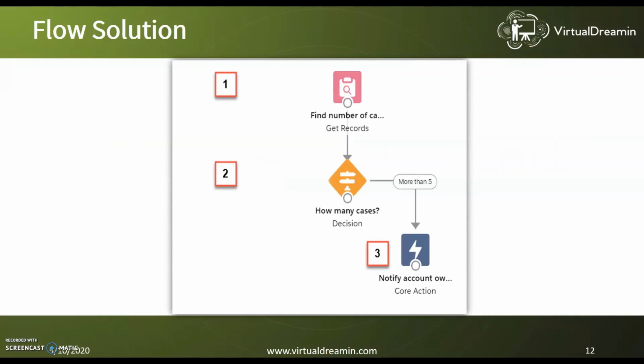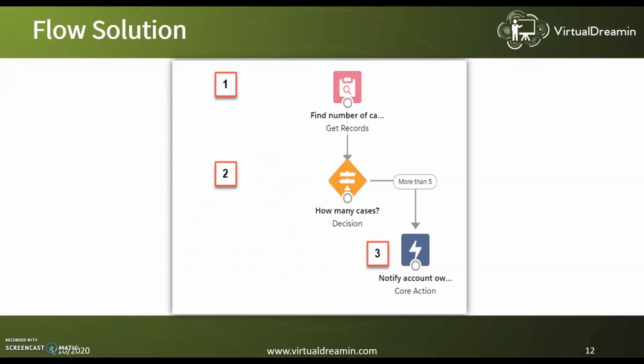In the first step, we just query all the open cases for the parent record of the case that is being created. And in the next step, we just check the size of that list of cases. If it's more than 5, we simply send an email to the account owner. Fairly simple.